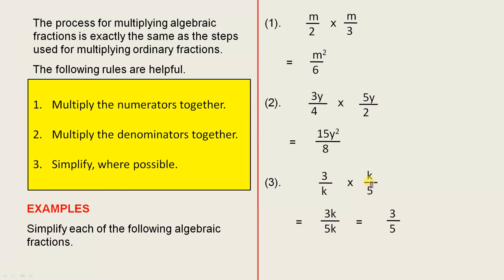When we multiply that fraction by this one, we get 3k over 5k. We can cancel 1k from the numerator and 1k from the denominator, and that leaves us with 3 over 5. So there's an example where this algebraic fraction can be simplified.